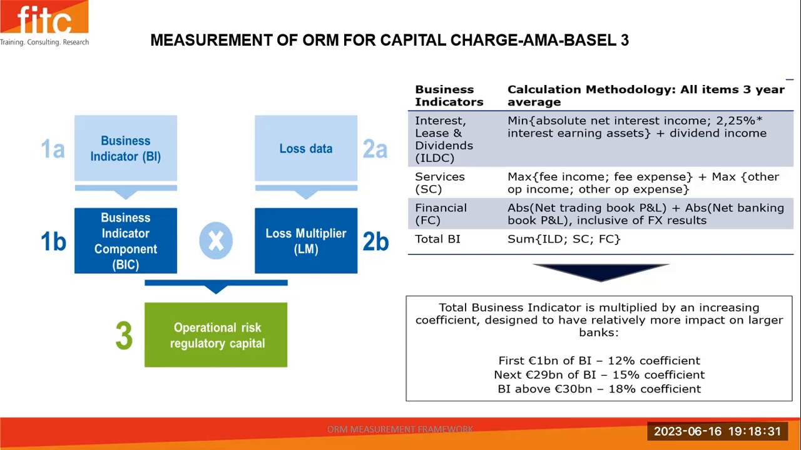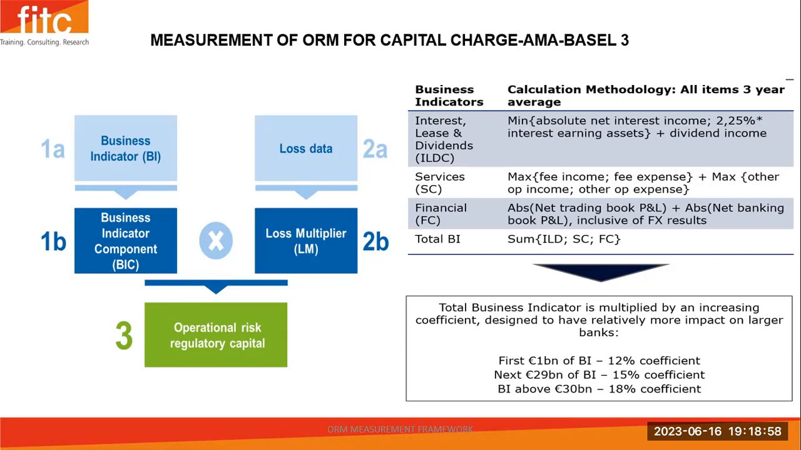So what then happens? You need to calculate the gross income for each of these lines, and then you sum at the end of it all. The calculation is a bit complex, but if you check very well here, it's very easy to calculate. But the message is: calculate the business indicator component.